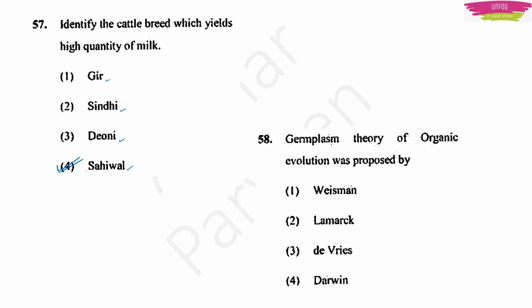The next question, germplasm theory of organic evolution was proposed by. So option 1 is given as Weismann, option 2 Lamarck, option 3 De Vries and option 4 Darwin. So it was actually the scientist Weismann who gave the germplasm theory of organic evolution.